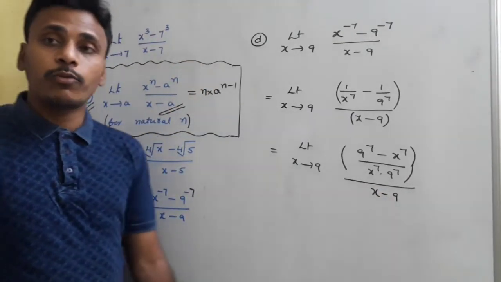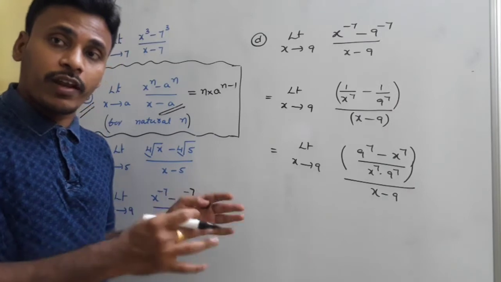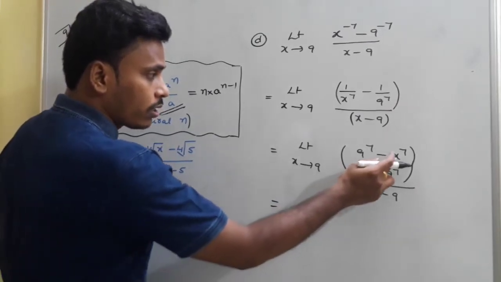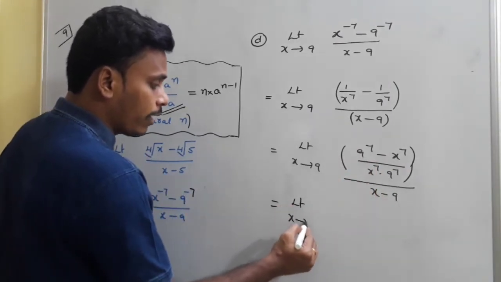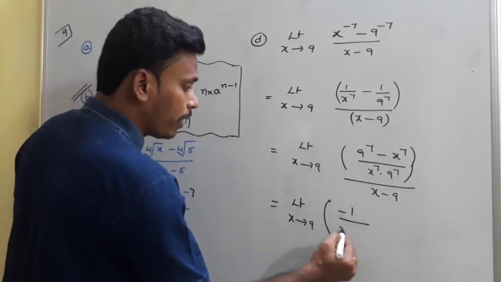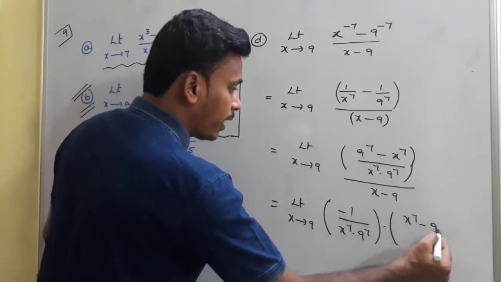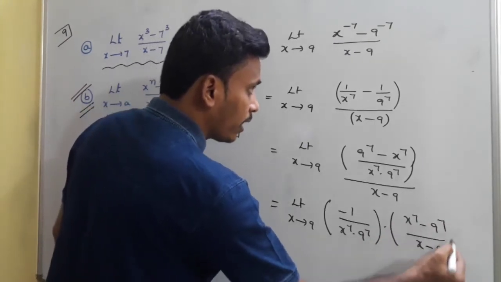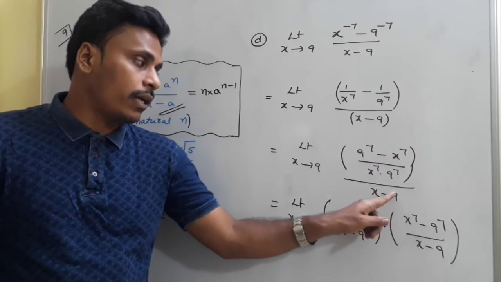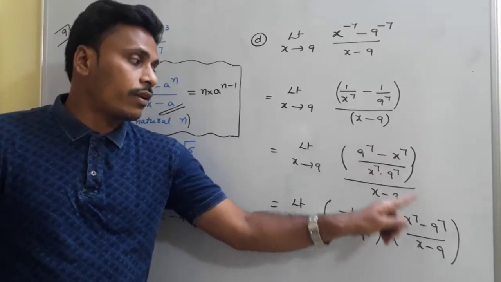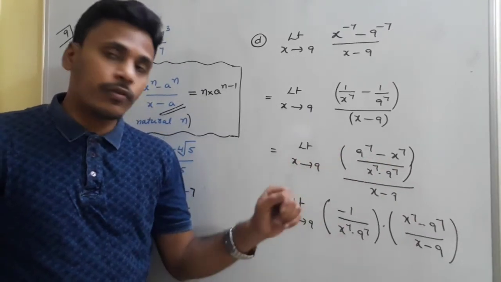As we learned in the algebra of limits, easily you can apply the limit for the numerator, for the denominator, for every term of the summation like that. So what I do is, I will take the minus common from this numerator and attach it to this. So ultimately it will become like this: limit x tends to 9 of minus 1 by x power 7 into 9 power 7, into x power 7 minus 9 power 7 divided by x minus 9. Just have a look. So x power 7 minus 9 power 7 by x minus 9. One minus difference is there for these two, so just collect that minus and add it to this 1 by x power 7 into 9 power 7.